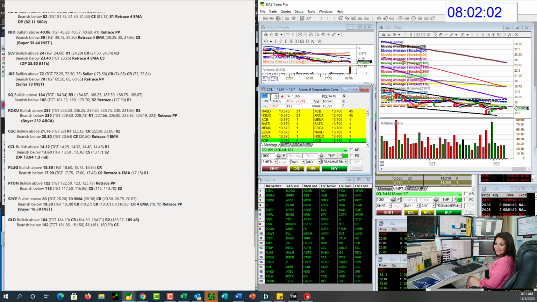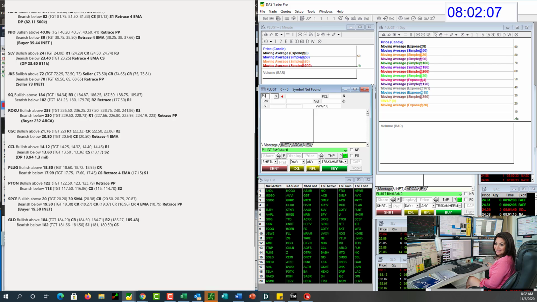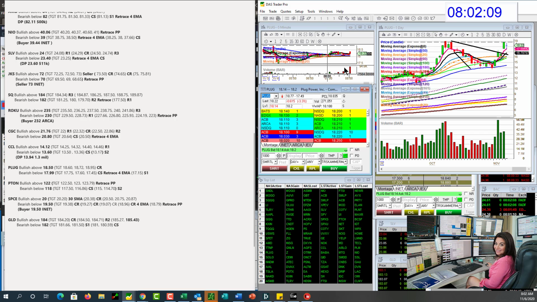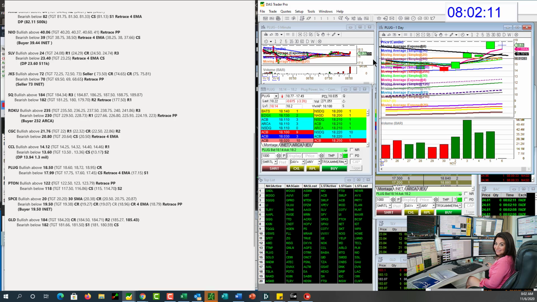All right, let's head on over to Plug. Plug's got some really nice volume. That 18.50 level is key. Bullish above that, bear below 17.99 for a retracement trade back to the 4 EMA, possibly.